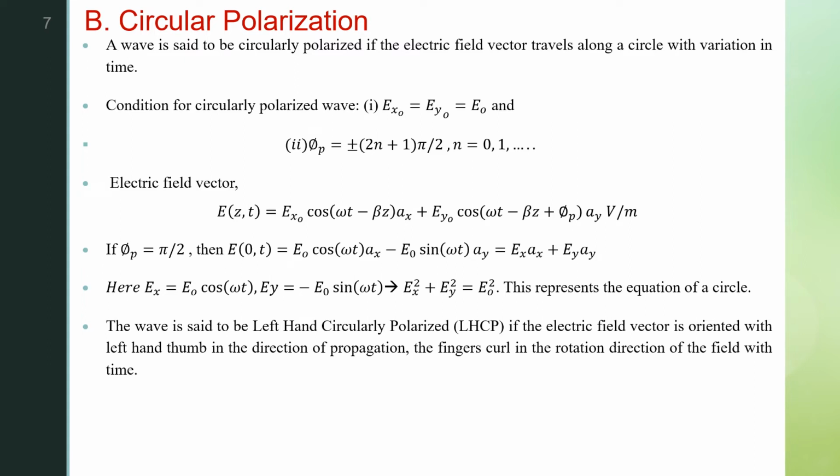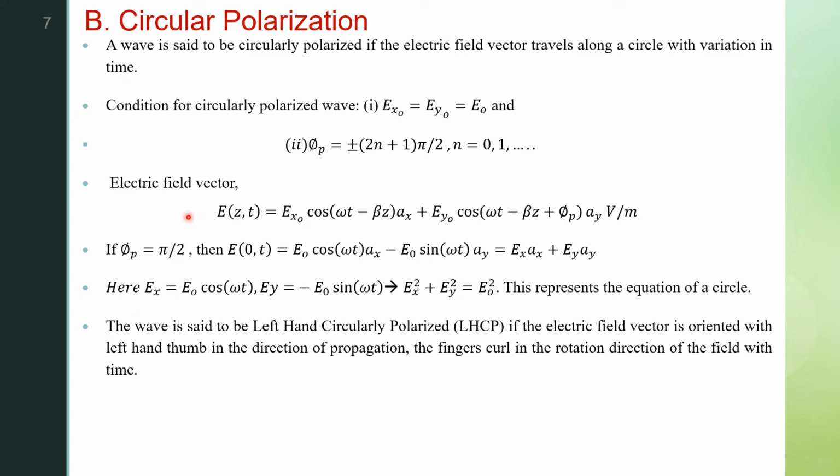Right now what we have seen was linear polarization. Another classification is circular polarization. A wave is said to be circularly polarized if the electric field vector travels along a circle with respect to time. So as time goes, if the tip of the electric field vector defines a sort of circle, then we call it circular polarization. And the condition for a circularly polarized wave is Ex0 must be equal to Ey0 and that should be equal to E0. That means the x component and y component amplitudes must be the same. And the phase difference between them should be odd multiples of pi by 2.